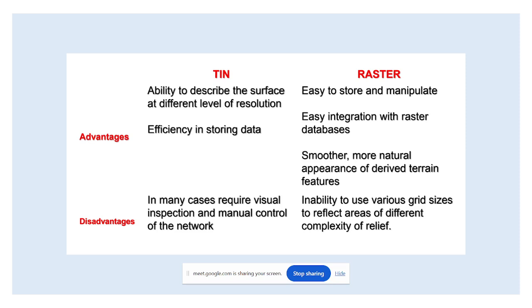And the disadvantage of TIN is that in many cases it requires visual control and manual control of the network, while in rasters it is the inability to use various grid sizes to reflect areas of different complexity of relief. Because in raster, as I said, one raster image will have cells of the same size. So if some different terrain is there, most of the time those cell sizes cannot be varied, so that will either be omitted or it will not be given in much clarity. But in the case of TIN you can see it.